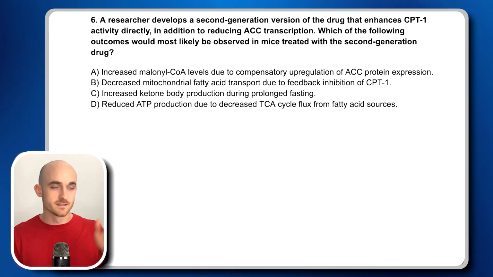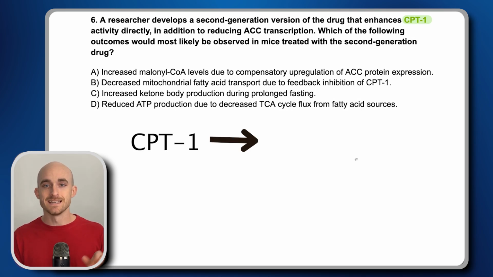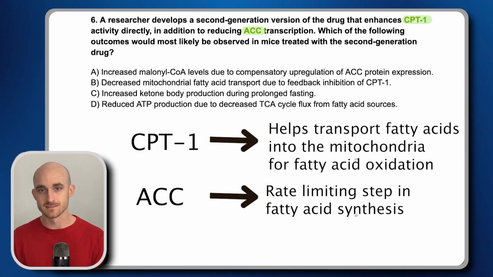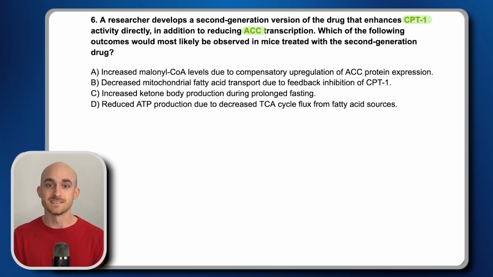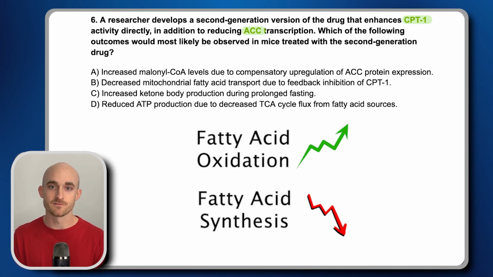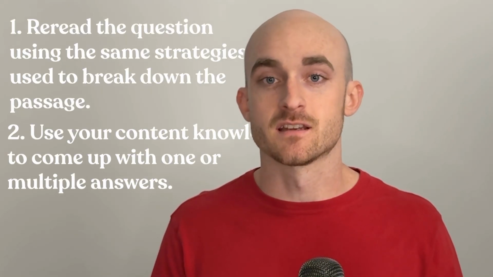And let's apply that to this question here. From our content knowledge, we know that CPT1 is the enzyme that transports fatty acids into the mitochondria to undergo fatty acid oxidation. And we already know that ACC is involved in fatty acid synthesis, so this question is basically telling us that we have a new drug that's even better at increasing fatty acid oxidation and decreasing fatty acid synthesis.